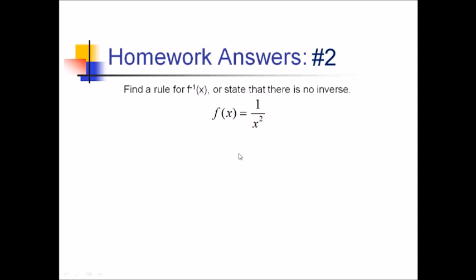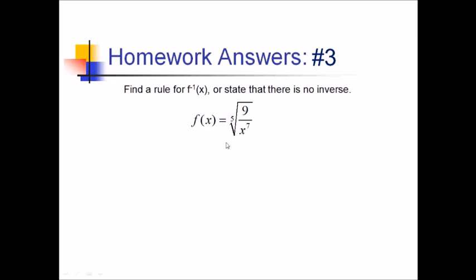For number 9, we need the inverse of this weird rational function. Now because this has an x squared in it, even if you don't know what the graph of this looks like, you know that this x squared is going to make us lose information when we plug in negative numbers. We won't be able to get back to the negative numbers. So because of the x squared, this does not have an inverse.